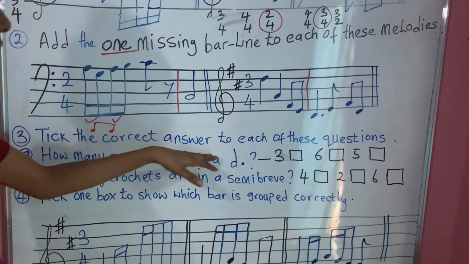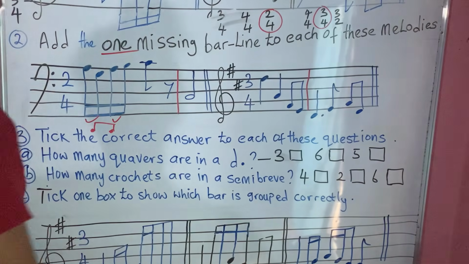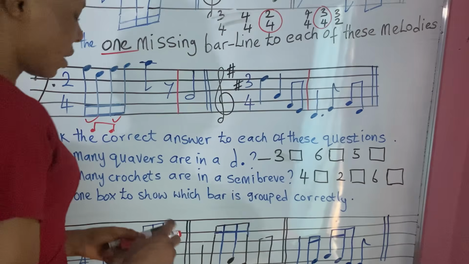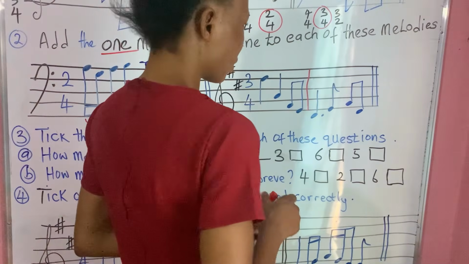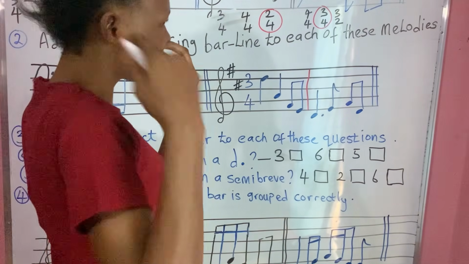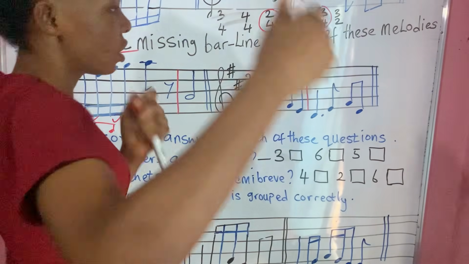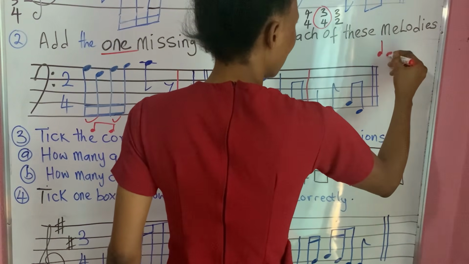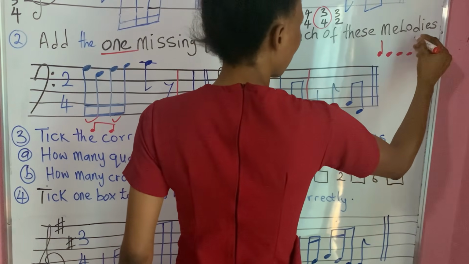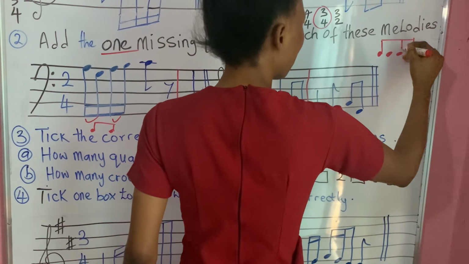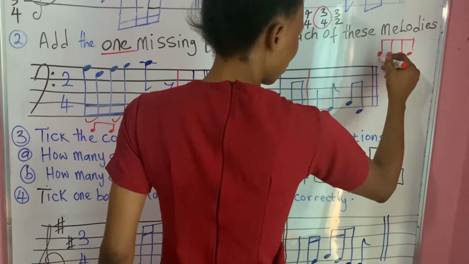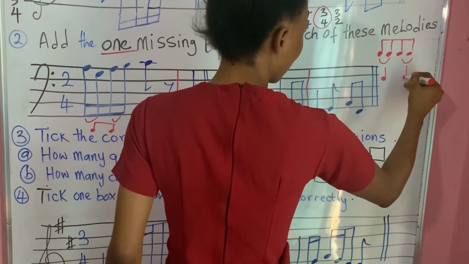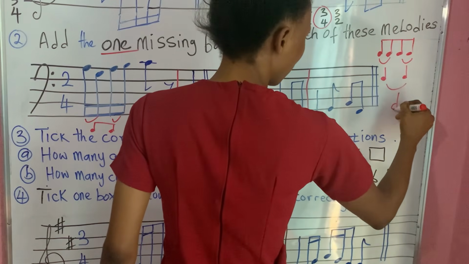Tick the correct answer to each of these questions. A. How many quavers are in a dotted minim? Now, when you see a question like this, you may likely forget, so don't try counting using your brain. Since you're asked how many quavers, just group some quavers. Then try to add them in twos. 2 quavers give a crochet, 2 quavers give a crochet, and these 2 crochets will give you a minim.